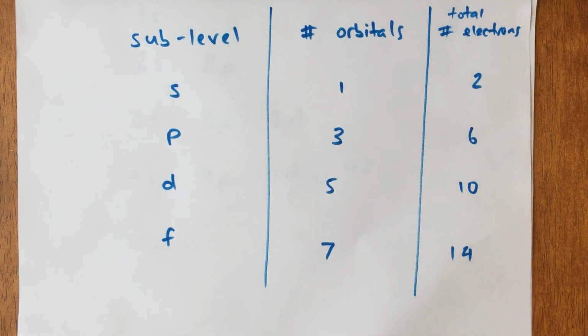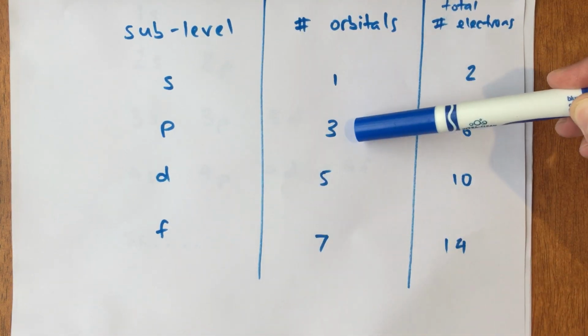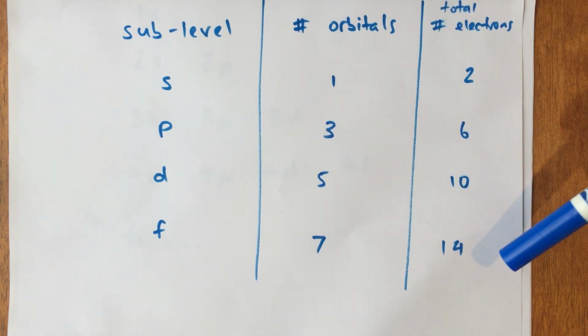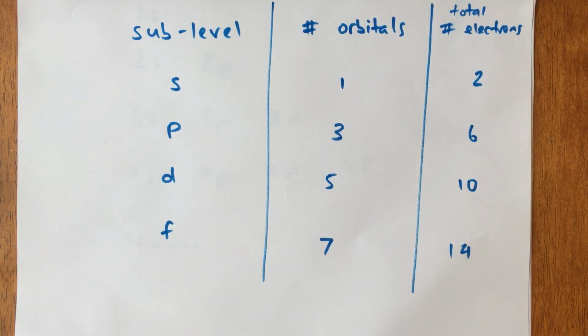So you'll notice a couple of patterns there. As we go up the sublevels, the number of orbitals increases by 2 each time, and the total number of electrons held increases by 4 each time. That can be quite helpful for remembering how many orbitals and electrons go in each sublevel. Now let's look at how many sublevels and what sublevels are in each energy level.